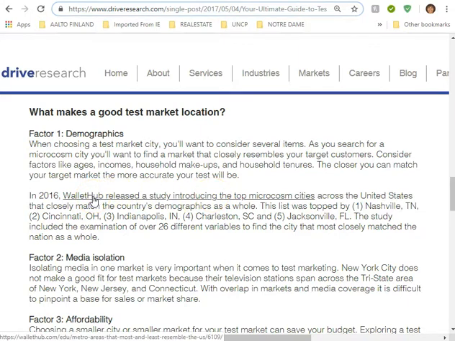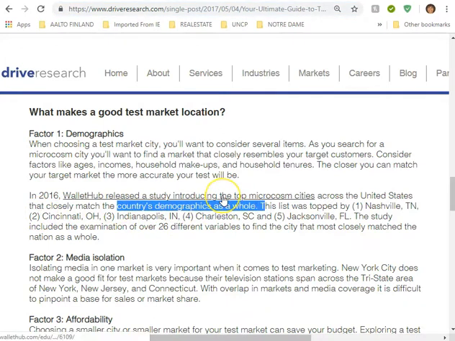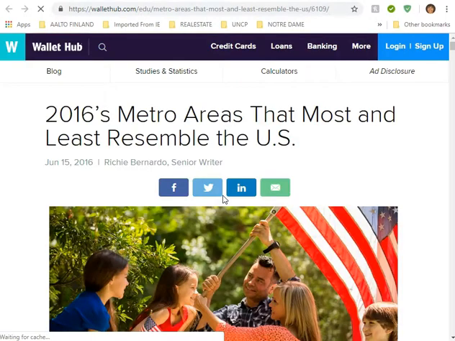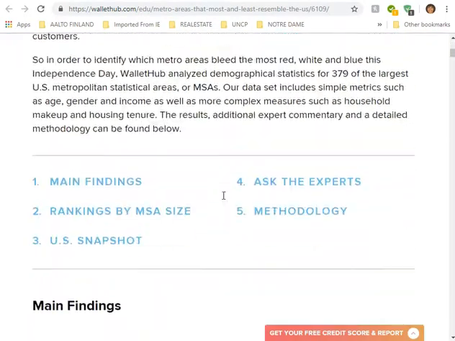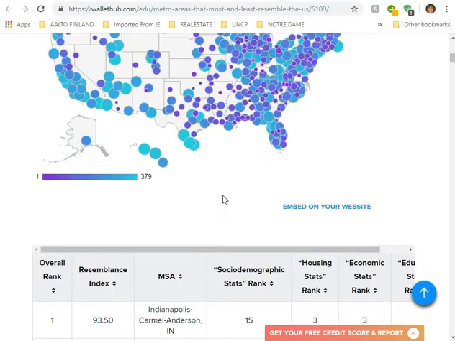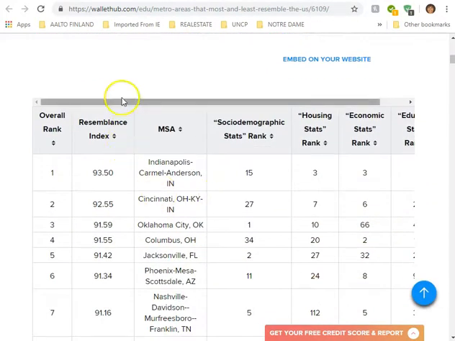And this will take us to the WalletHub study, introducing the top microcosm cities that closely match the country's demographics as a whole. So let's look at this entire list. What we're looking for in terms of an index is that the closer something is to 100, the closer it is to the average. And so what we see here are resemblance indices for different cities based on how similar they are to the United States as a whole.